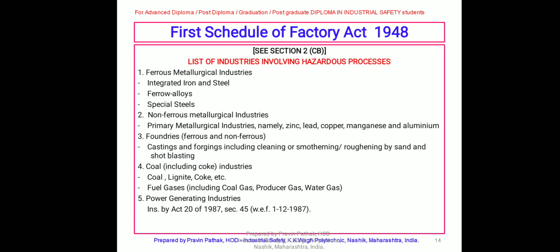So there are 4 schedules under the Factory Act 1948. The first schedule focuses on the list of industries involving hazardous processes.